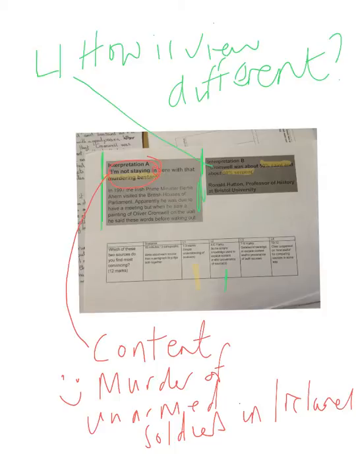But really what I'm also looking for with students is to say why it's not true. So what do we know about Cromwell that means that's not true? And effectively they do that for both of the sources.